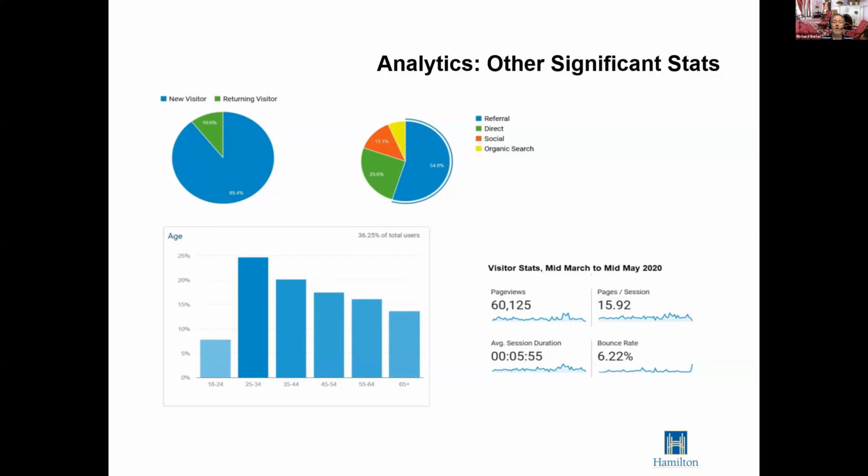Interestingly enough, I wanted to pull the visitor stats for mid-May to mid-March just to see them specifically, but they don't actually vary much. Before the shutdown, that was typical. Maybe the average time people are spending on the tours has gone up by maybe 30 seconds, and the number of pages by 2 or 3, but basically it's the same.